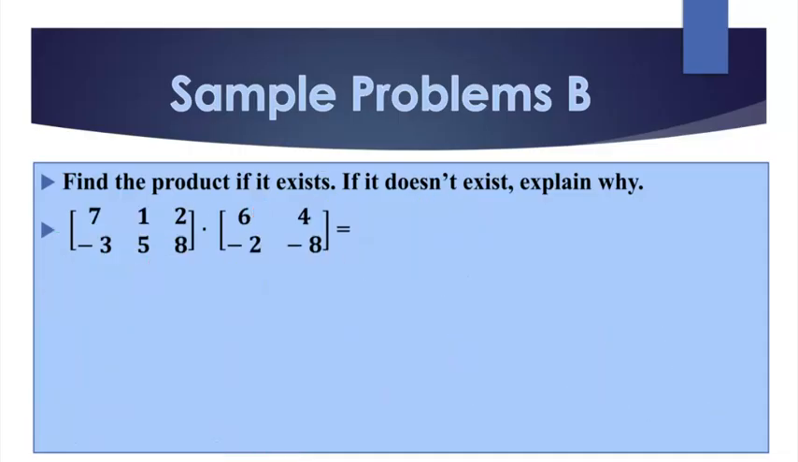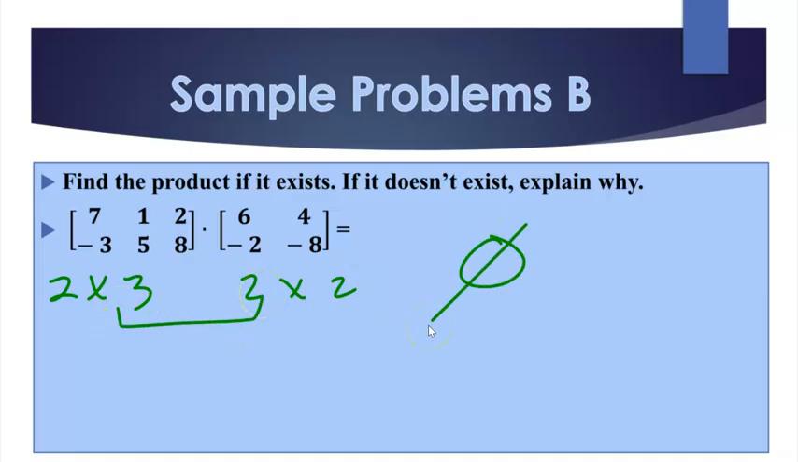And our last one. Find the product, if it exists. So this is a 2 by 3. And this is a 2 by 2. The middle two are not the same. So it does not exist. There is no solution. So that is our work on multiplying matrices.